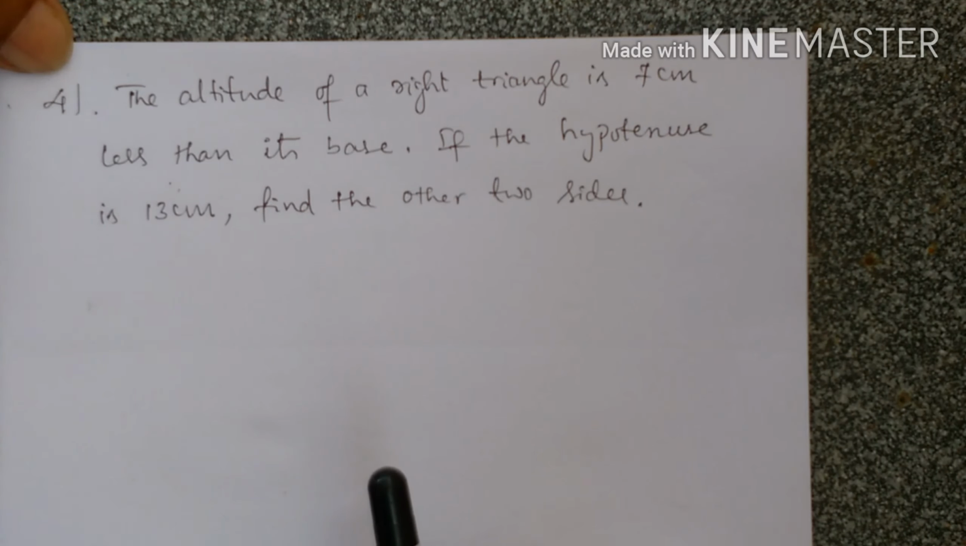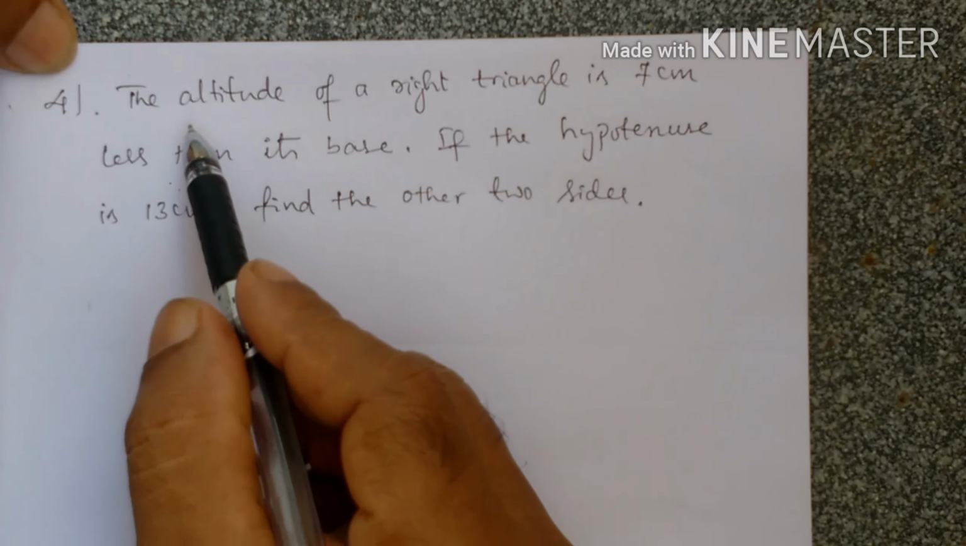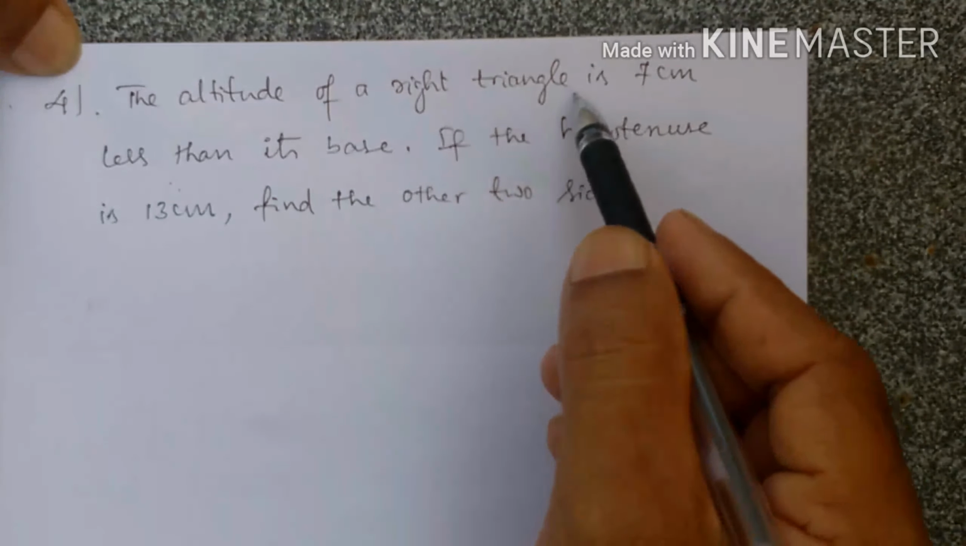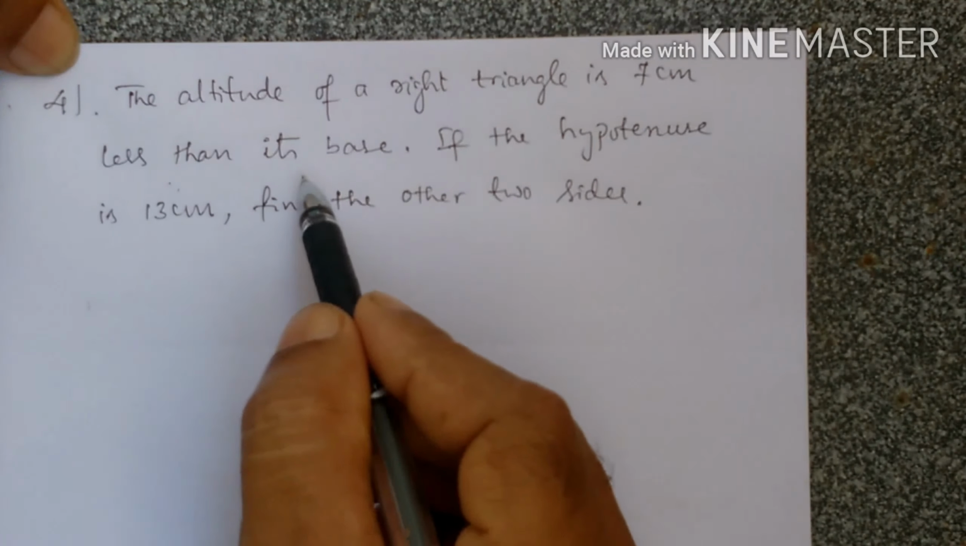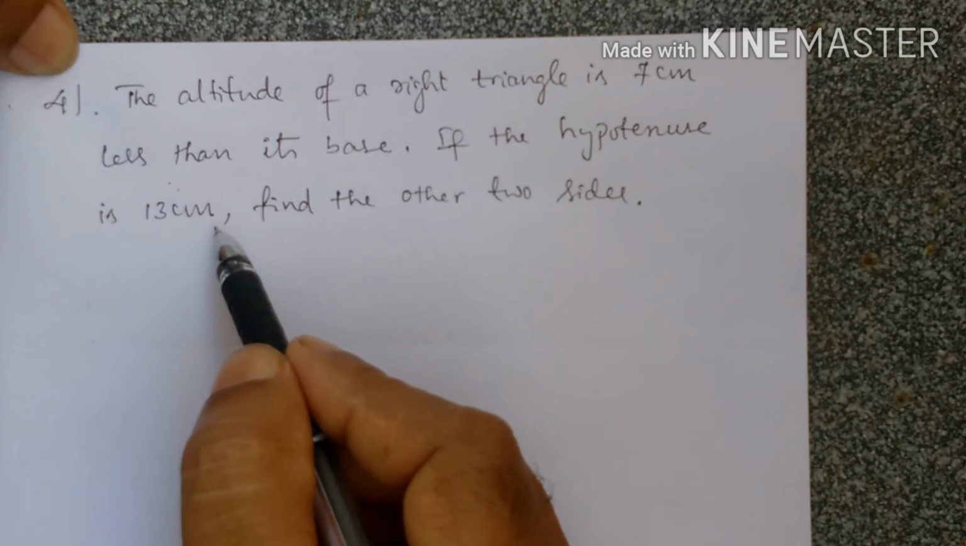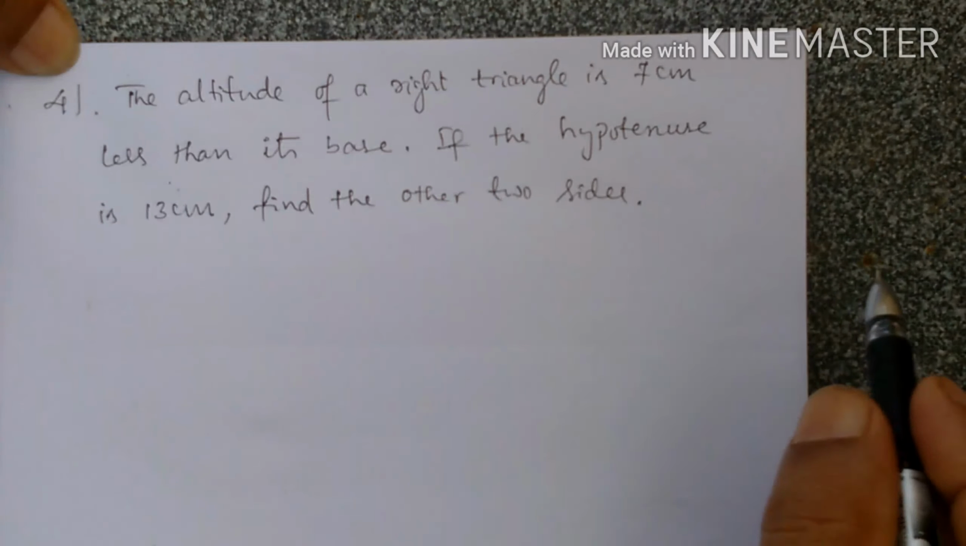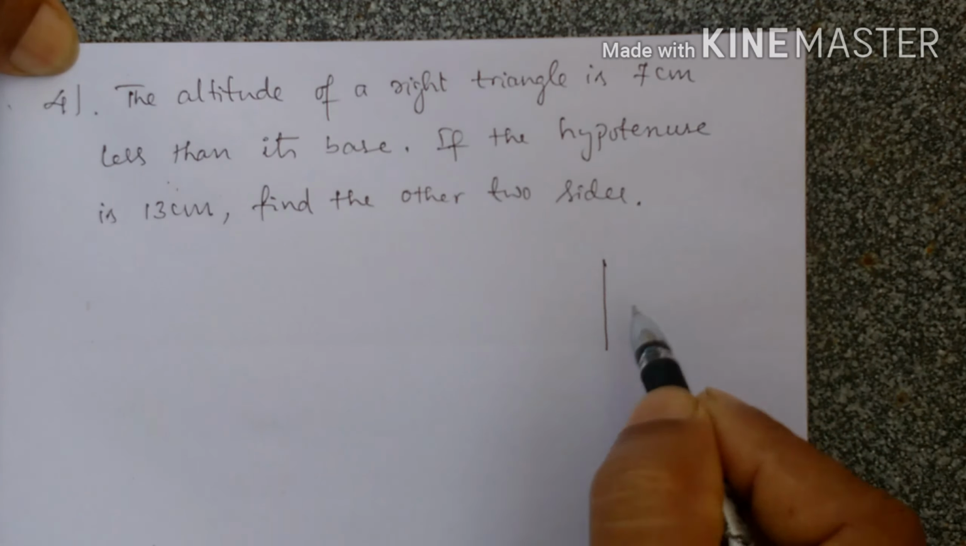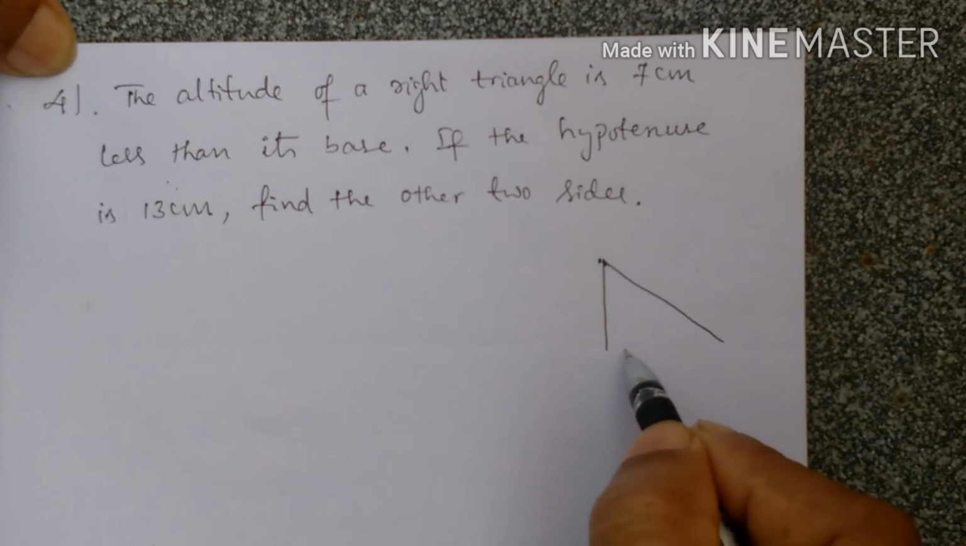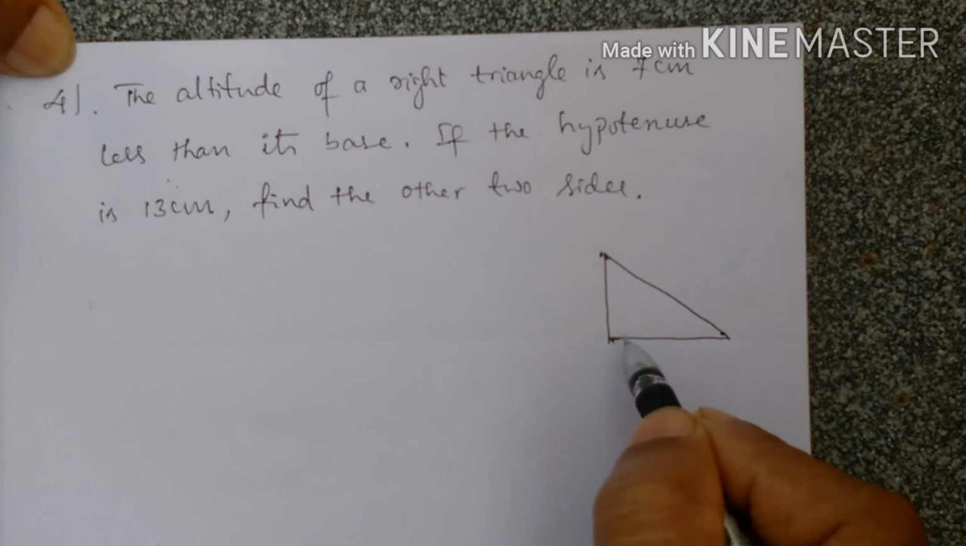Students, now I am going with the next problem. The next problem is: the altitude of a right triangle is 7 cm less than its base. If the hypotenuse is 13 cm, find the other two sides. So it is related to a right angle triangle. Just draw a right angle triangle. The altitude of a right triangle is 7 cm less than its base. So this is the altitude.